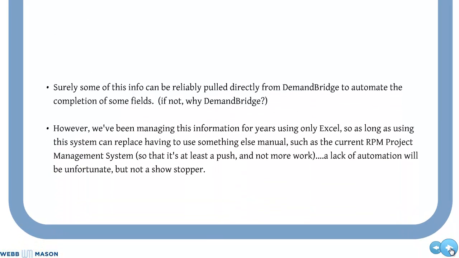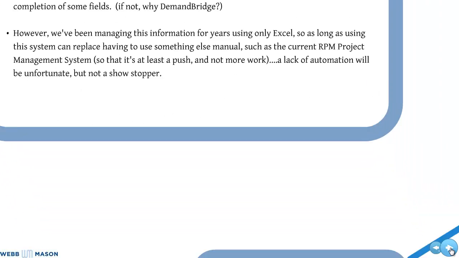Surely, some of this info can be reliably pulled directly from Demand Bridge to automate the completion of some fields. However, we've been managing this information for years using only Excel, so as long as using the system can replace having to use something else manual, such as the current RPM project management system, so that it's at least a push and not more work, a lack of automation will be unfortunate, but not a showstopper.